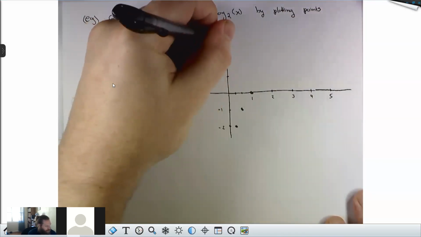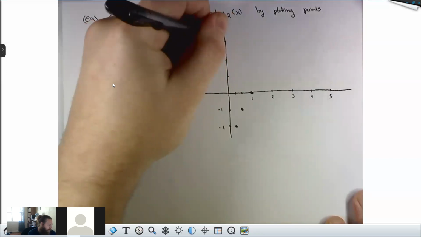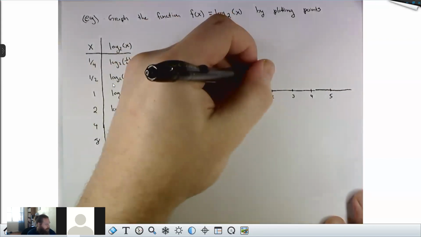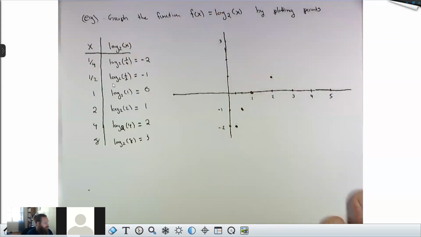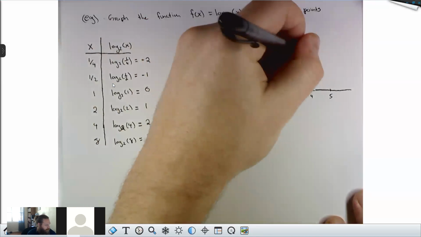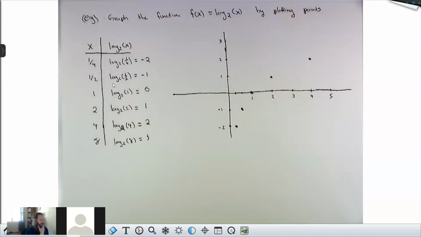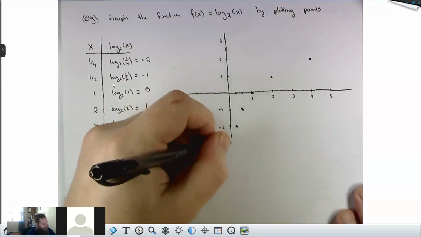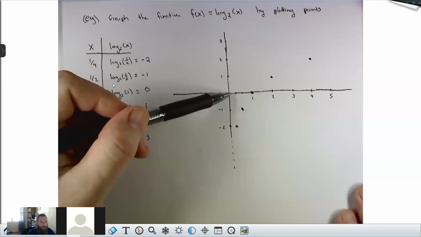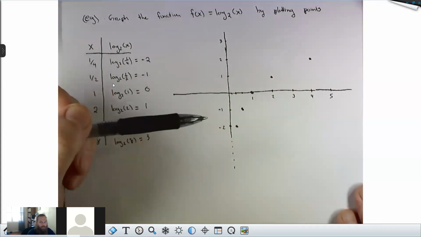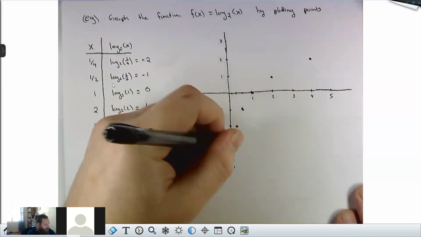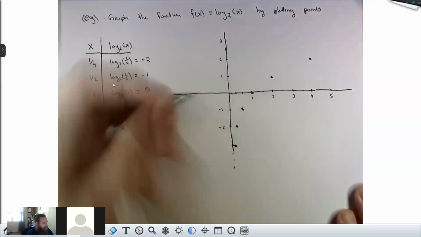2, 3. So yeah, 2 comma 1 is next here. And then 4 comma 2, that's the last one I'm going to have room to put on the graph. It's right here. 1/8 would be like right here. And 1/8 would correspond to the output -3. So it would be like right over here.